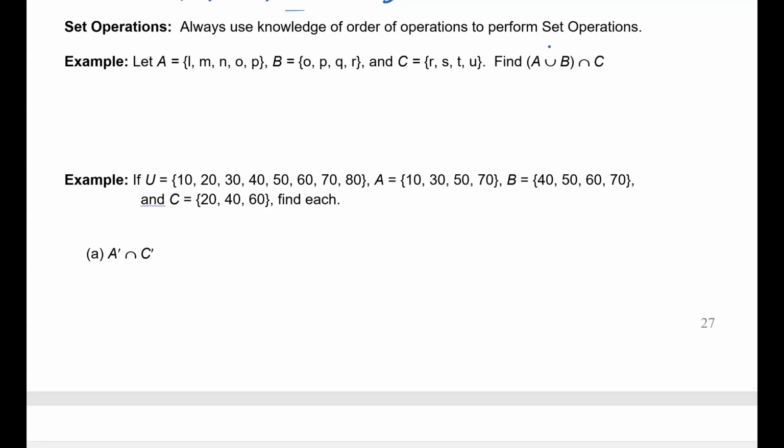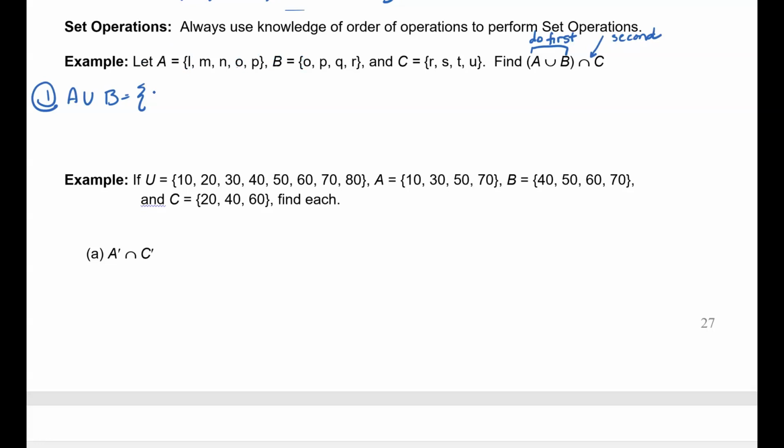You always want to start on the inside of the parentheses. So you're going to do this first, and then you're going to find what that has in common with C second. The first thing I'm going to do is write A union B and write out that whole step. So that's step 1, inside of the parentheses first. A union B means to put all of these letters together, and if there are common letters like O, you only list them once.